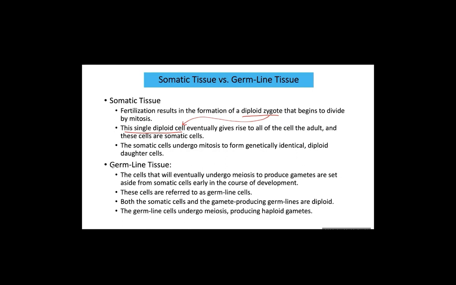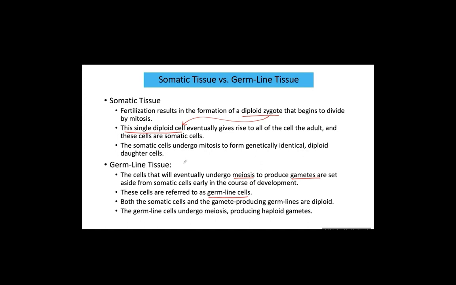Compared to somatic tissue, germline tissue is reproductive cells. Okay? Somatic tissue is non-reproductive cells. Germline tissue is the cells that will eventually undergo meiosis to produce gametes. These cells are referred to as germline cells. Okay? Germline cells. Both somatic cells and the gamete-producing germline cells are diploid. The germline cells undergo meiosis, producing haploid gametes.